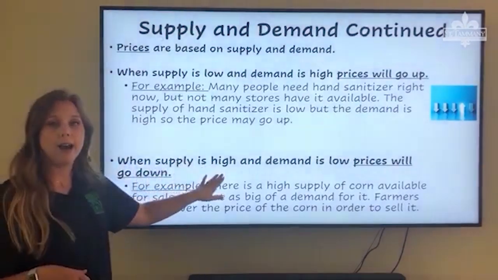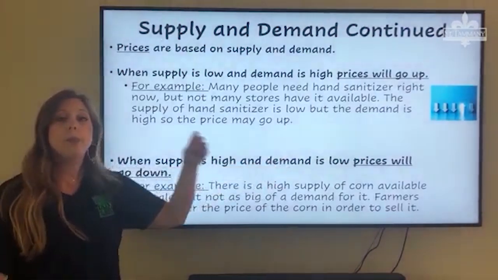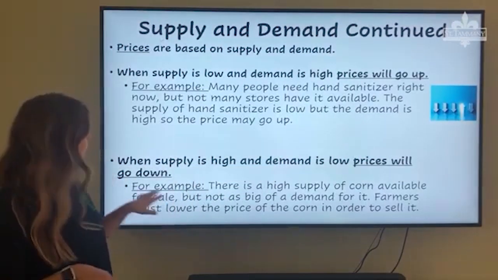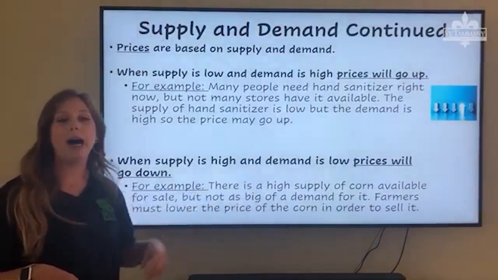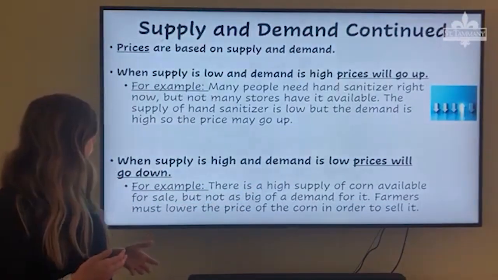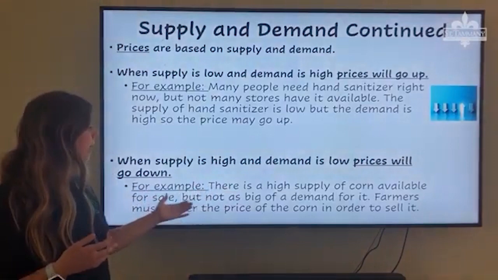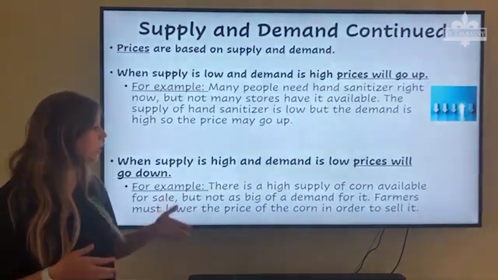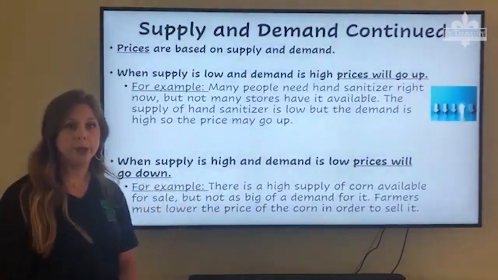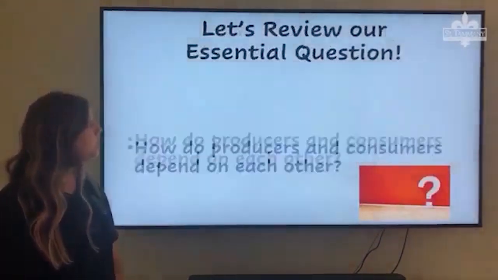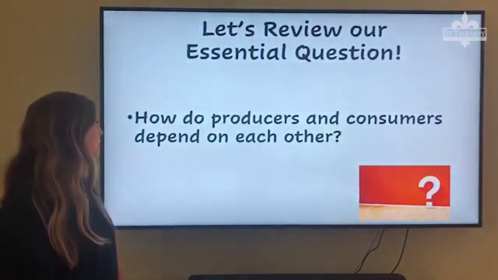When the supply is high and the demand is low, the prices will go down. So an example for this, there might be a high supply of corn available at farms, but there might not be a big demand for it. So farmers might have to lower the price of corn in order to sell it to the people in their community. So let's review over our essential question one more time together.